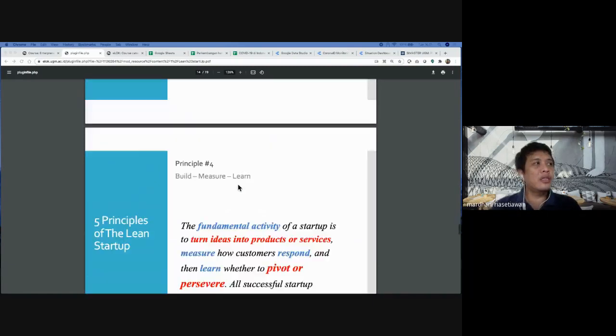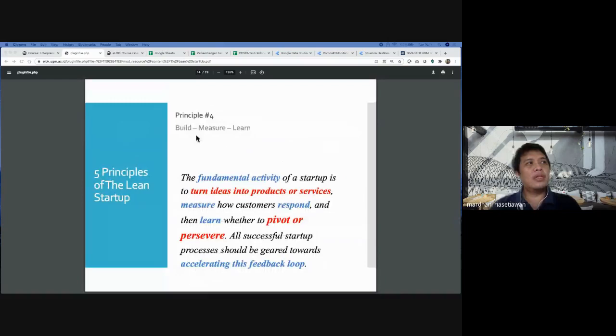And then we have build, measure, and learn. This is the fundamental activity of a startup: turn an idea into a product or service, measure how customers respond, and then learn whether to pivot or persevere. So all successful startup processes should be geared toward this feedback loop. So that will be our direction.